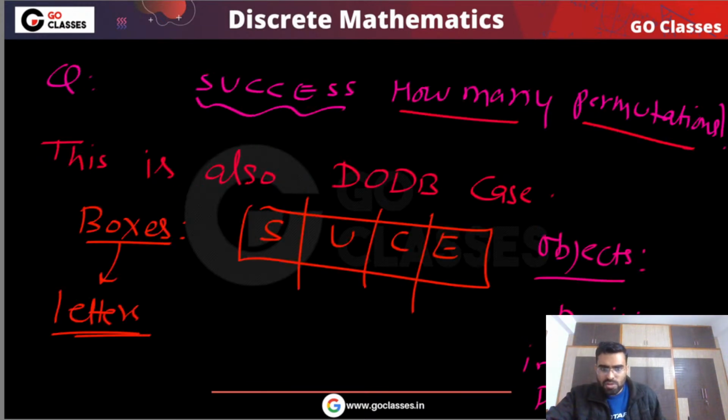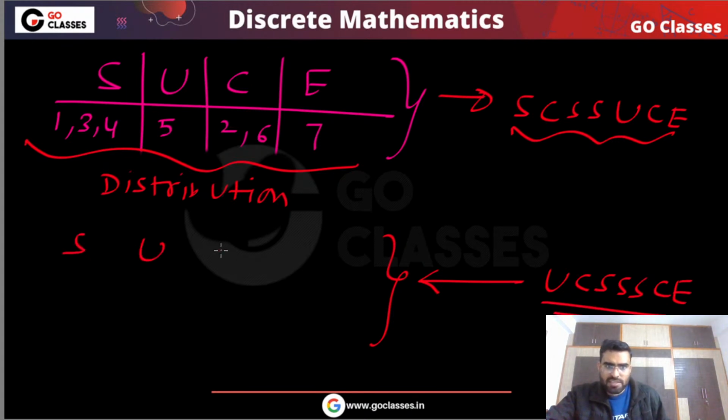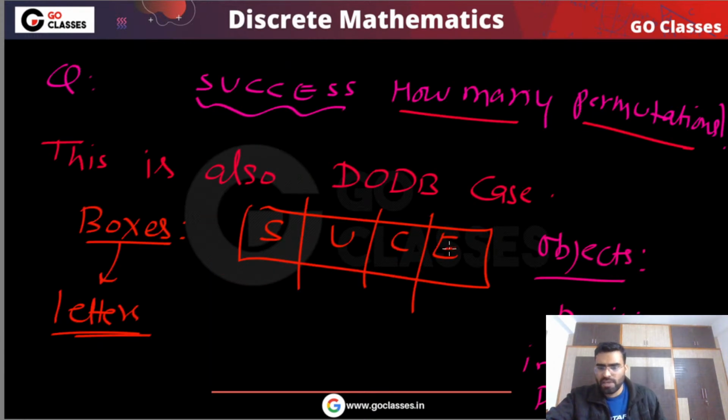So you can notice that this is also a DODB case. For example, if you have UCSSS, and let's assume CE, what will be the distribution? For this the distribution will be like this: SUCE, and where is S? Positions 3, 4, 5, and U is first position, C is second position and sixth position, and E is seventh position. So this situation is also a DODB case, where your boxes are the letters and your positions are the objects.